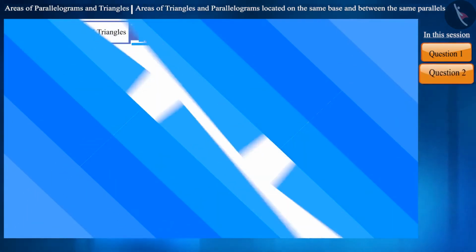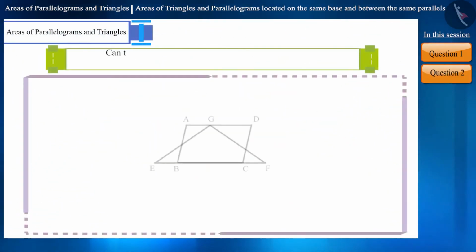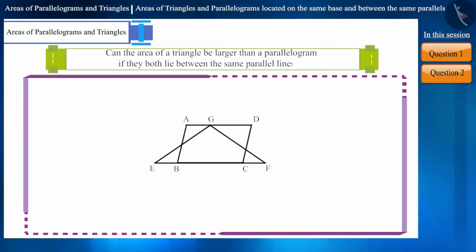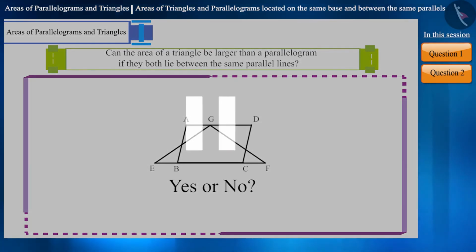Let's move to the next question. Can the area of a triangle be larger than the area of a parallelogram if they lie between the same parallel lines? Will the answer be yes or no? Pause the video and think of the answer.